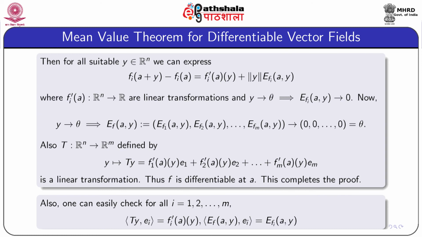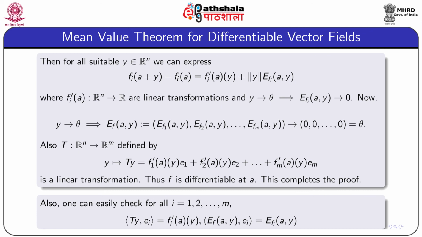Then for all suitable y in R^n, we can express f_i(a + y) - f_i(a) = f_i'(a)y + ||y|| E_fi(a, y), where f_i'(a) are linear transformations from R^n to R, and as y tends to theta, E_fi(a, y) tends to 0 for every i. Now, y tends to theta implies E_f(a, y), that is the m-vector with components E_f1(a, y), E_f2(a, y) up to E_fm(a, y), goes to the vector (0, 0, ..., 0), that is, the zero vector.